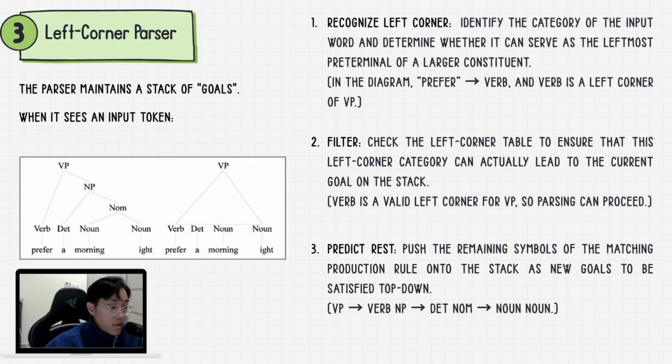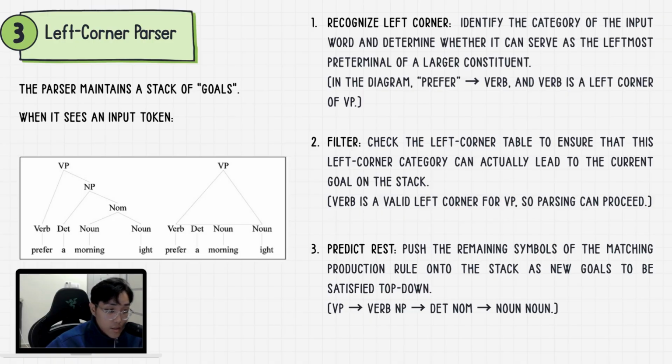Okay, for the left corner parser, the key idea is that it maintains a stack of goals, which are categories that it expects to build. When the parser sees an input token, it goes through three steps. Firstly, recognize the left corner. It identifies the category of the input word and checks whether it can serve as the leftmost part of a bigger structure. For example, in the diagram, the word prefer is recognized as a verb, and a verb can act as the left corner of a VP.